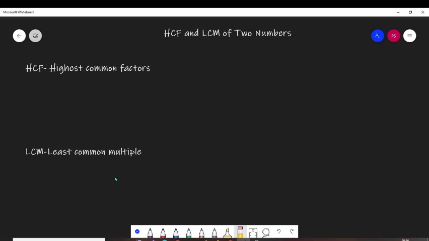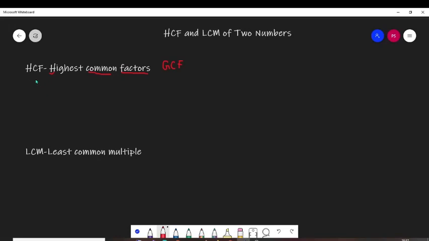HCF. We are talking about HCF. What is it saying? Highest common factor, right? Or it is also called GCF, that is greatest common factor. So what do you understand by the name? We have to find out the common factors first, and then find the highest one out of that, right? So before finding the common factors, we will have to find out the factors.